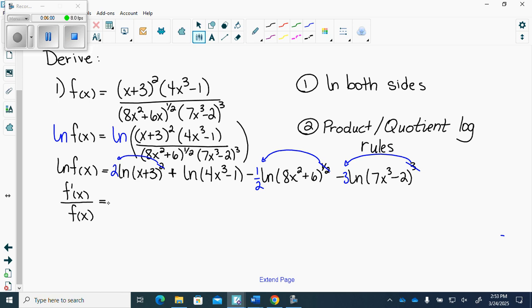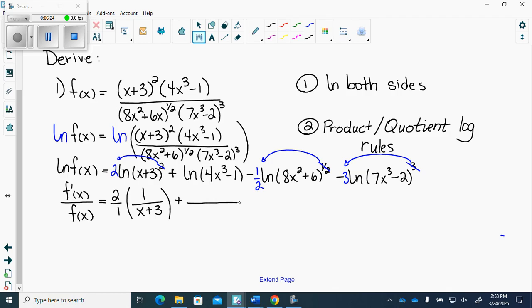This is time consuming, but it is not hard. Okay? Then same thing here. 2 drops in front, we can write as 2 over 1. And then the x plus 3 goes in the denominator. What's the derivative of x plus 3? 1 goes in the numerator, right?